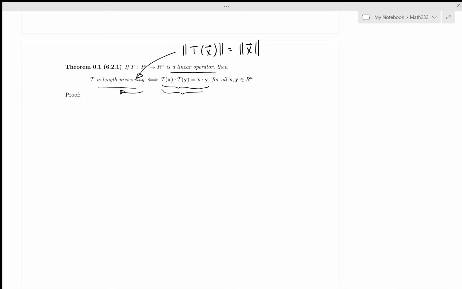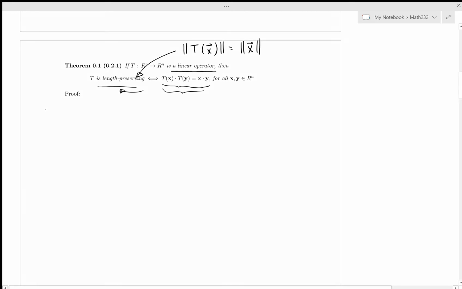Okay, so we're going to prove this one, and we're going to do both directions. One direction is very quick. The other direction takes a bit more work. So let's go in the more work direction first. We'll start by assuming that the transformation is length preserving. Now what we want to do is show that the dot product is preserved under the transformation.